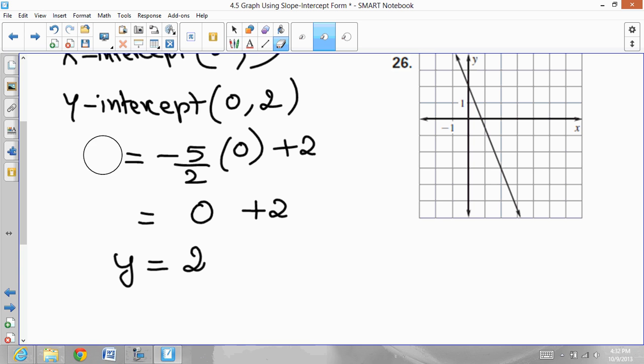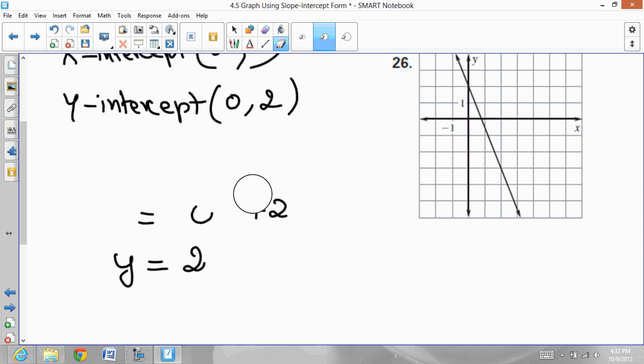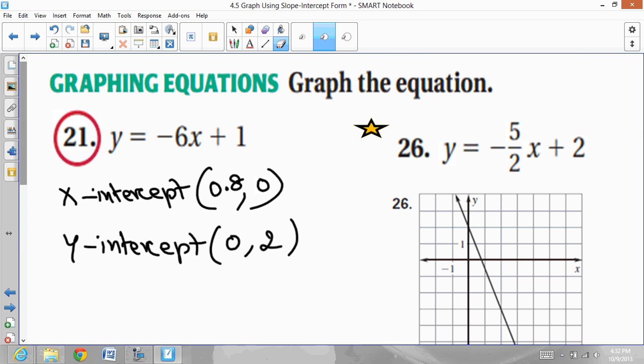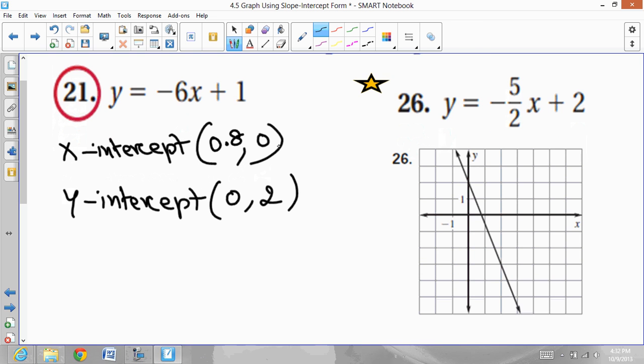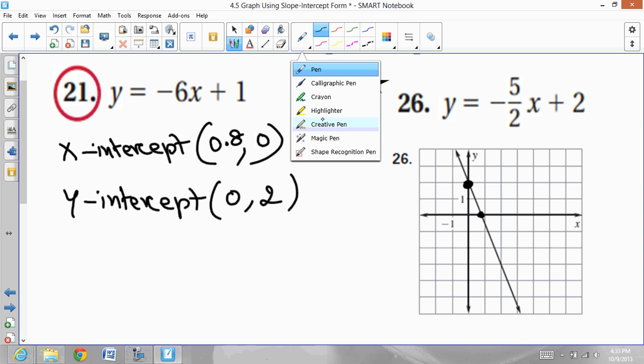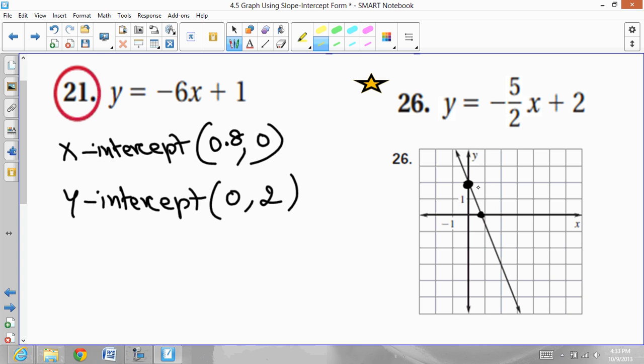So I have 2 points. This is using the x-intercept and the y-intercept. Now I'm going to go back. So 0.8 comma 0 is this point. 0 comma 2 is this point. And if I use the highlighter and connect these 2 points and keep extending, my graph is going to look exactly like this.